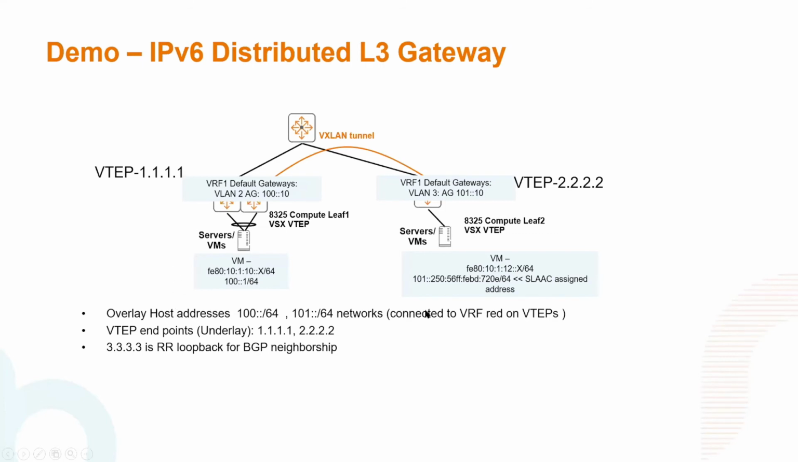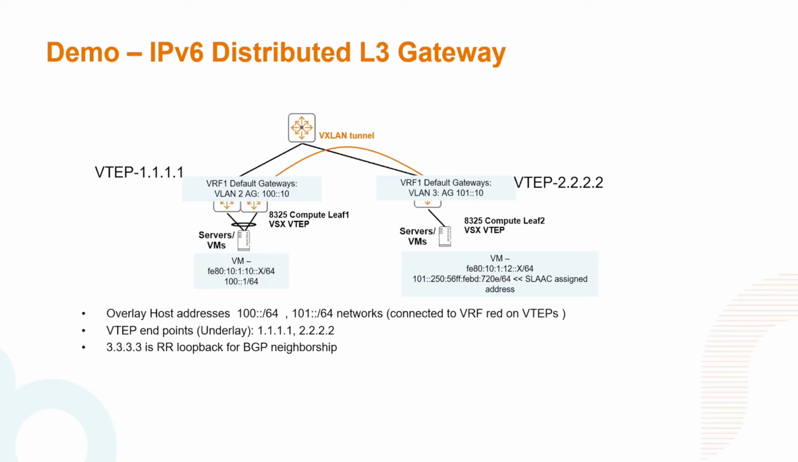This is the topology I'm using for the demo. One RR or spine and two VTEPs. One VTEP is a VSX pair, and the other is a standalone VTEP. For the underlay addressing, I am using 1.1.1.1 and 2.2.2.2 for the VTEPs. 3.3.3.3 is the RR loopback for the BGP neighborship. For the overlay hosts, I would be using 100:: and 101::, which are connected to VRF red on both the VTEPs, on interface VLAN 2 and VLAN 3 respectively on VTEP 1 and VTEP 2.